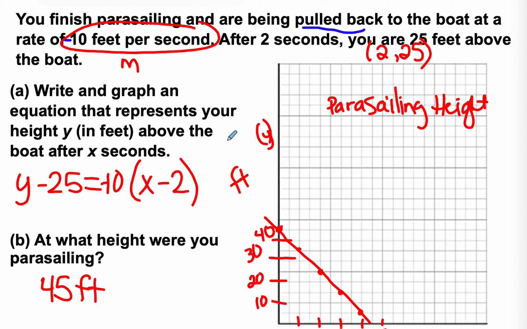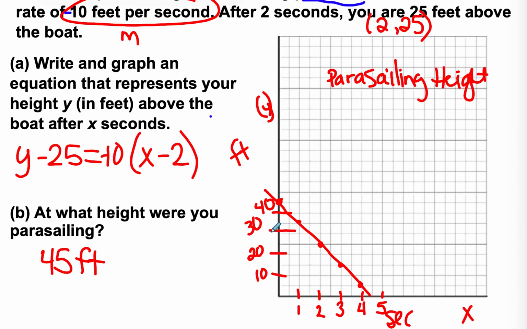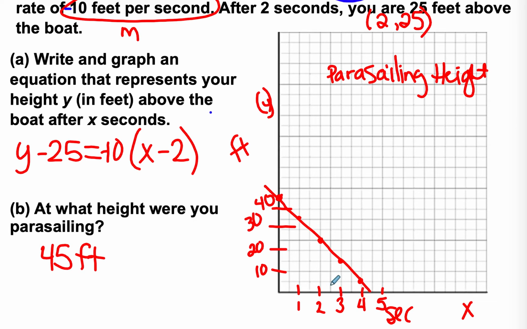So that's my equation. Now I could write it in slope-intercept form, but I wrote it in point-slope form since they give me a point and slope. Then I need to graph it. So I graph the information that I have here. I graph that point, (2, 25), and I graph a slope of negative 10. So at (2, 25), I'm going to just scroll here a little bit. You can see (2, 25) would be right here.